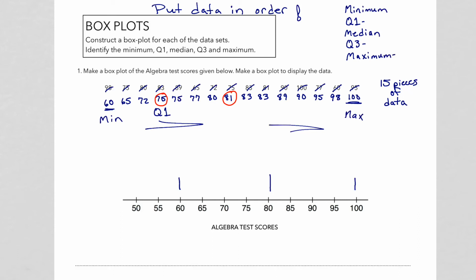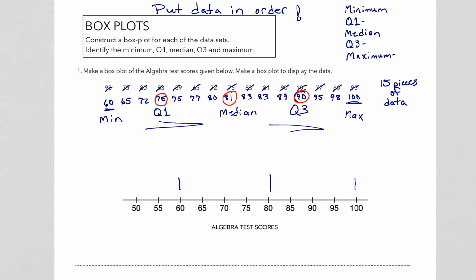Okay, this was our median. And if we look on the right, we find that 1, 2, 3, 4, 5, 6, 7. So if we choose 90, let me put it in red like the rest of them. If we choose 90, then we have 3 pieces of data to the left of it and 3 to the right. So that is going to be our Q3.